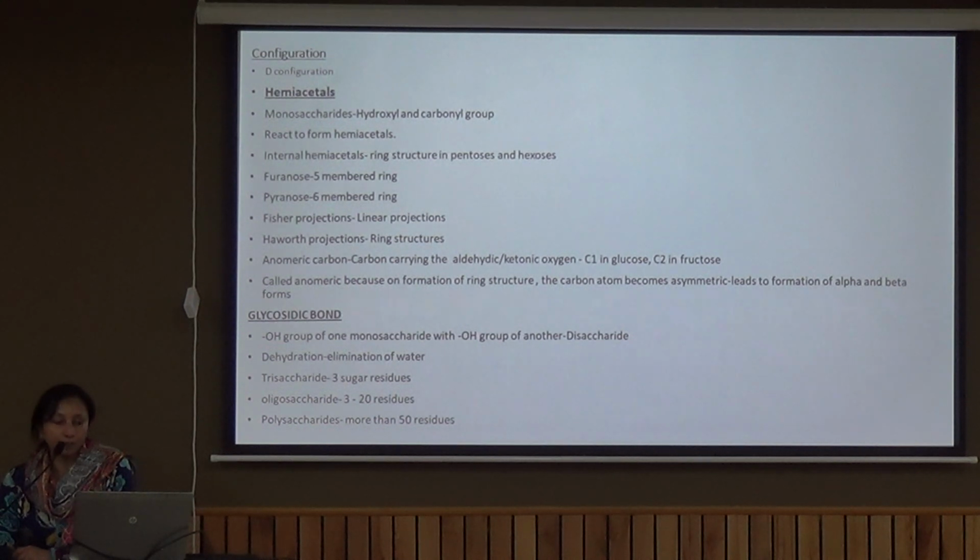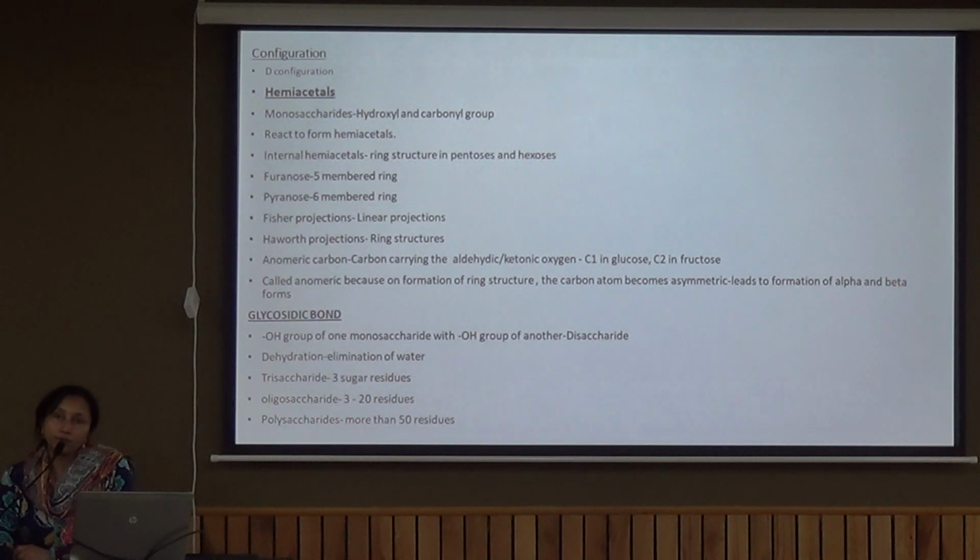What is an anomeric carbon? The carbon carrying the aldehydic or the ketonic oxygen, which is carbon 1 in case of glucose, and carbon 2 in case of fructose. They are called anomeric because on formation of a ring structure, the carbon atom becomes asymmetric and it leads to formation of alpha and beta forms. That is why it is known as asymmetric or anomeric carbon.